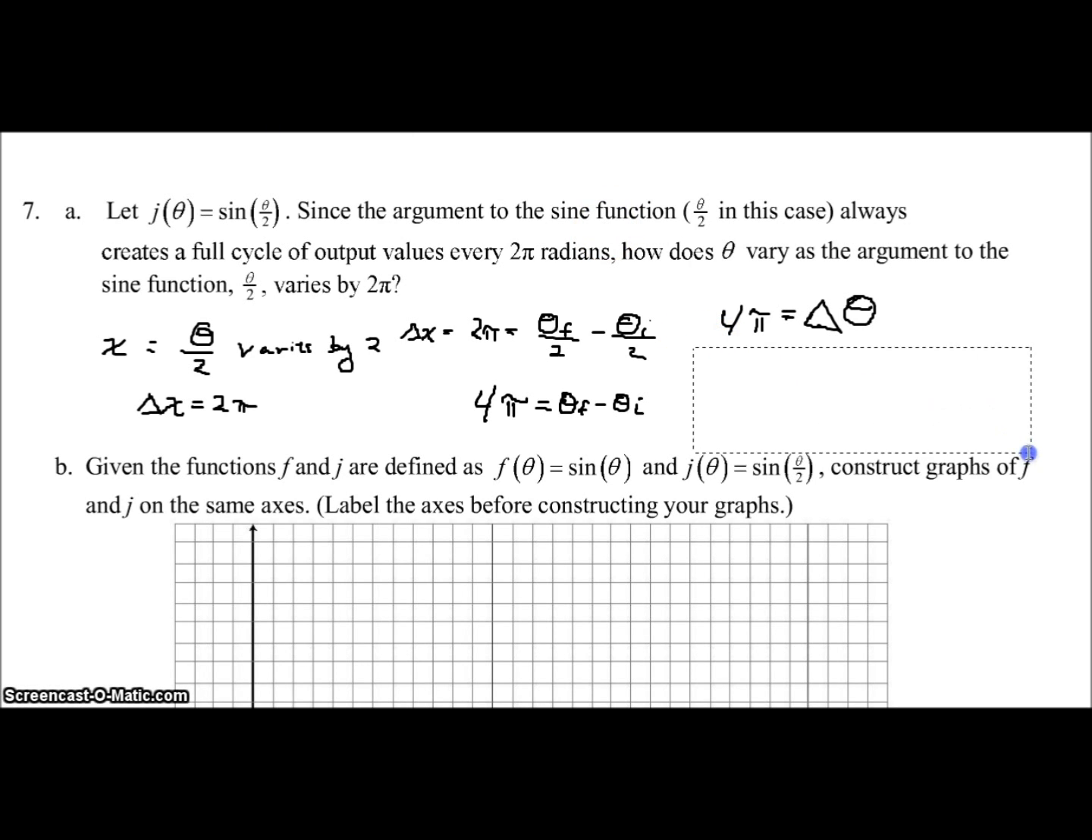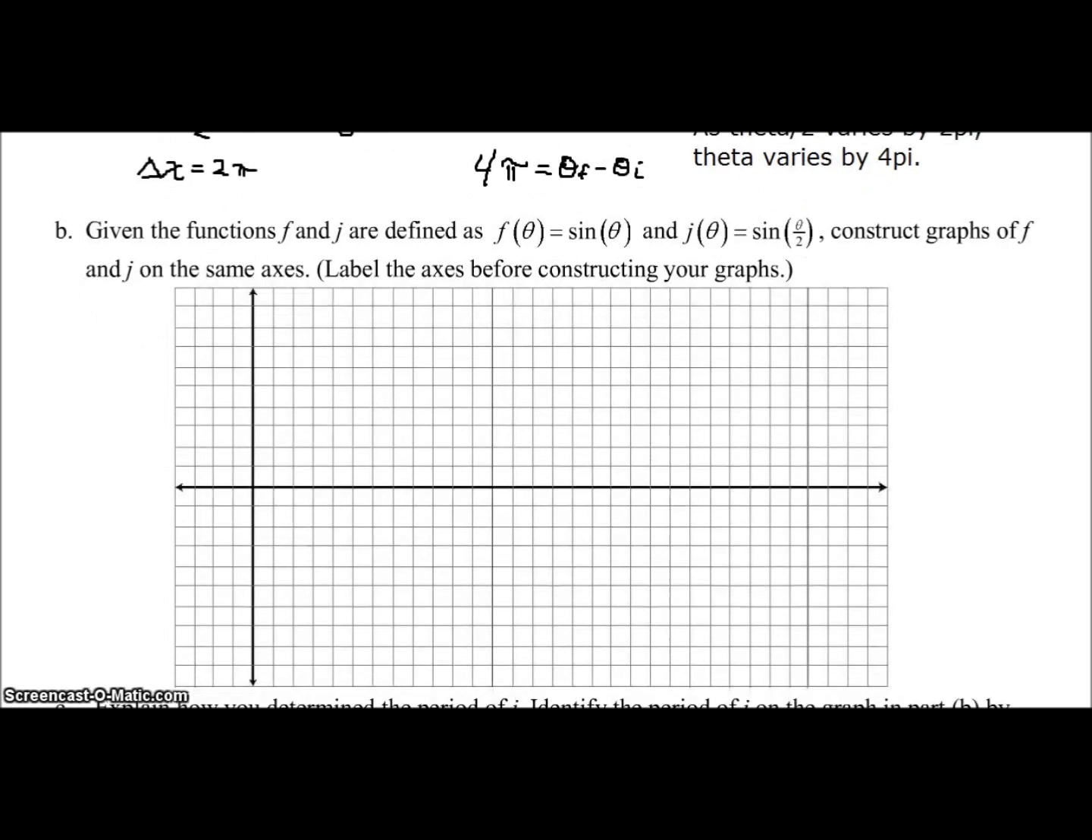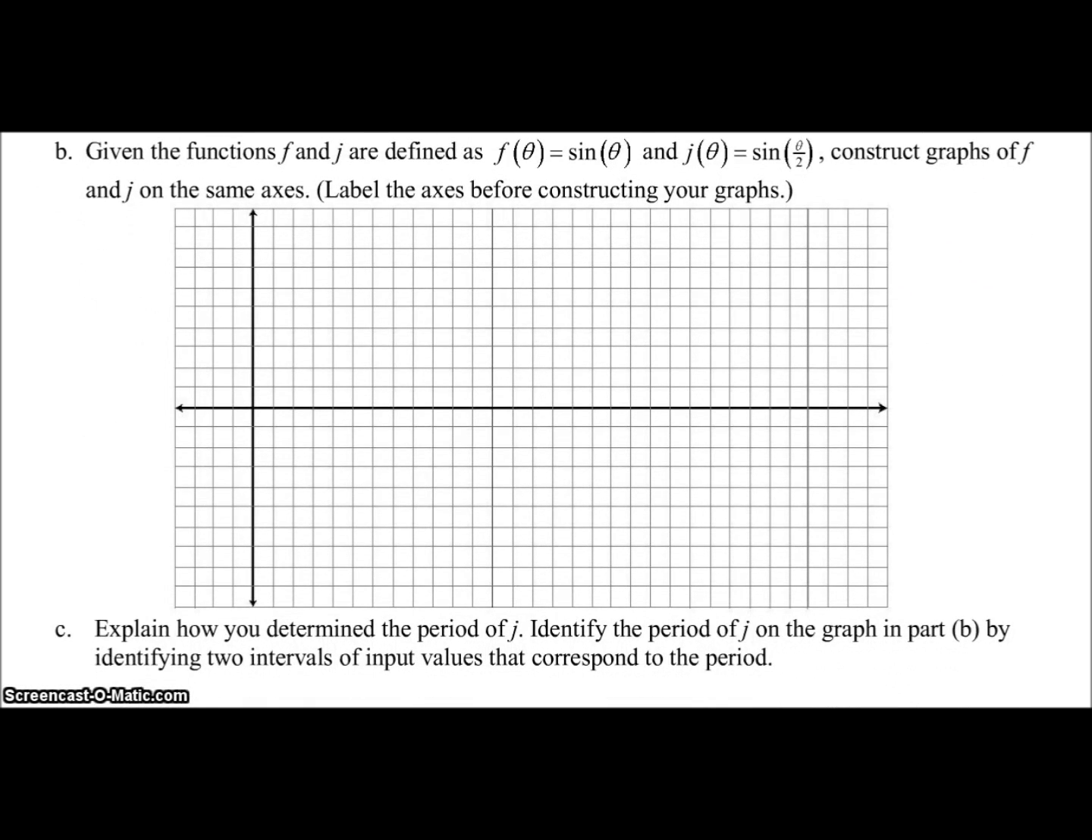So how does theta vary? As theta over 2 varies by 2 pi, theta varies by 4 pi. The book uses the language argument to refer to this part inside of the sine function, and the input is theta. I'm not sure if it'll be helpful to use those terms, but I might use them.